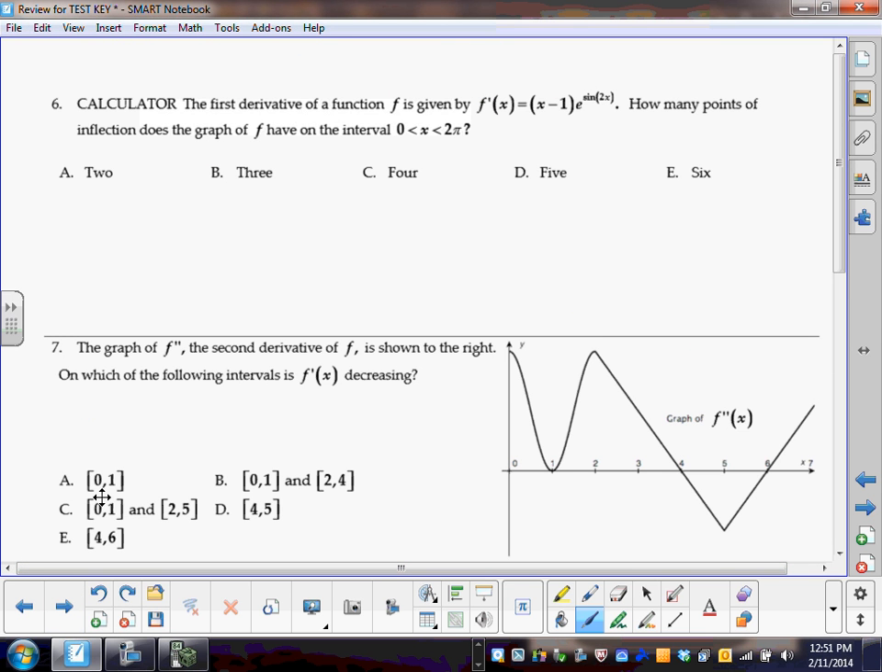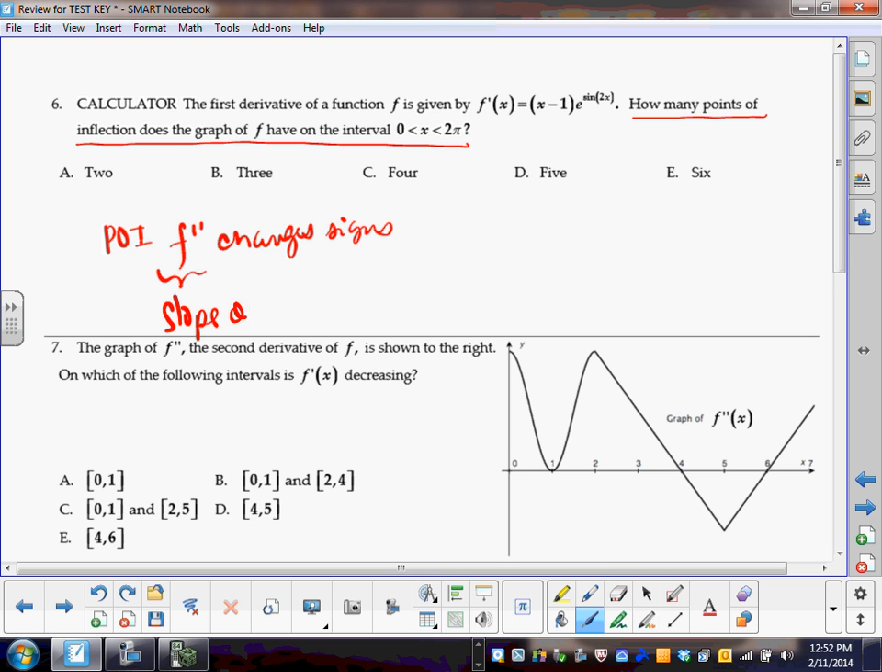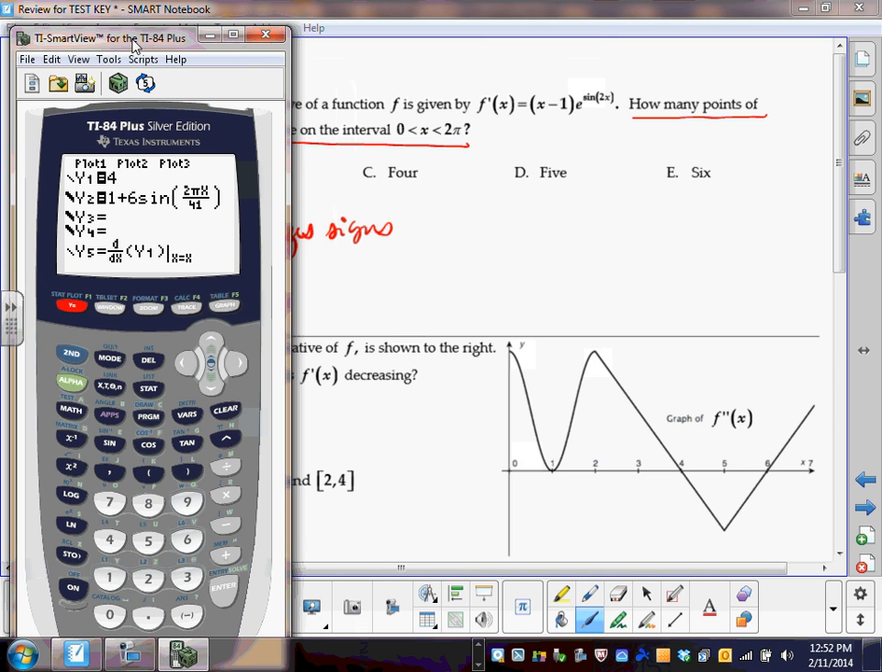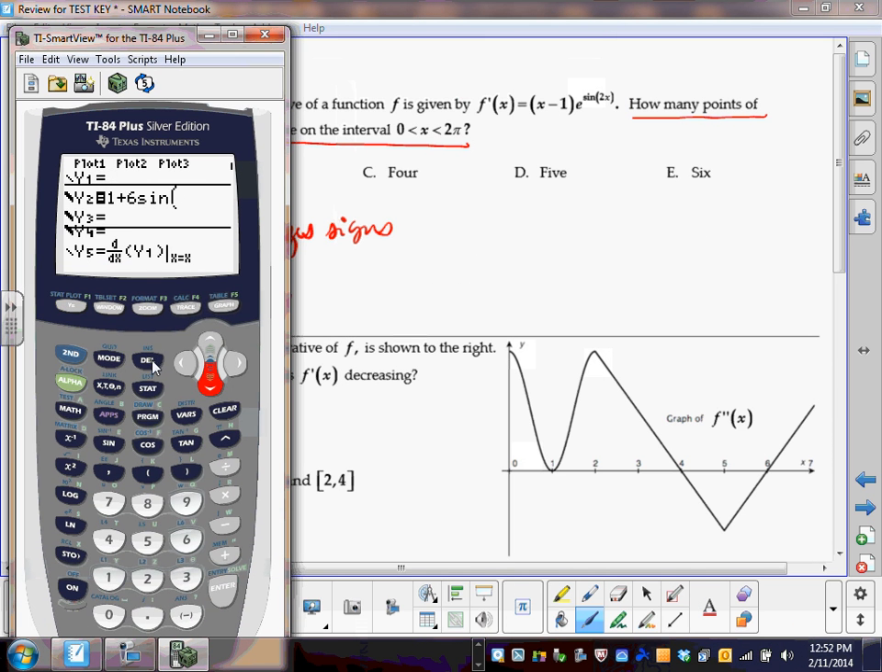Okay, this next one's also a calculator question. So this time it says how many points of inflection does the graph have? So points of inflection means that f double prime changes signs, or f double prime would be the slope of f prime has to change signs. So since we have f prime, I'm going to put that into my calculator. I'm going to clear out the former stuff that I had.